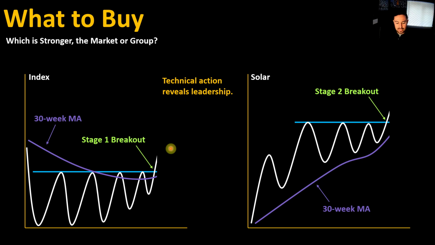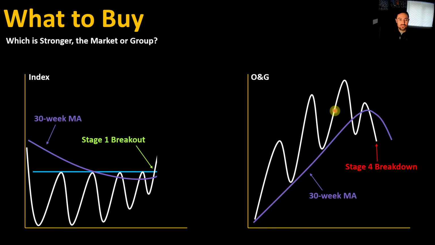But then we want to dial it in and go, okay, if the market environment is looking conducive to trading breakouts, what are the strongest groups? Well, if you take a look here, solar, which one is stronger technically? Well, solar here is in a powerful stage 2 uptrend and just breaking out, and the 30-week moving average is rising nicely. So the group, solar, is much stronger technically than the index. So this is where we want to be focused and dialed in.